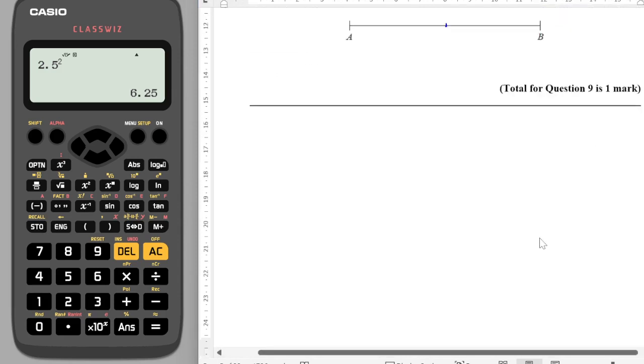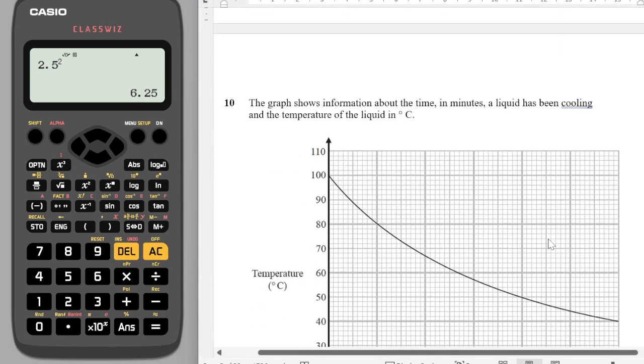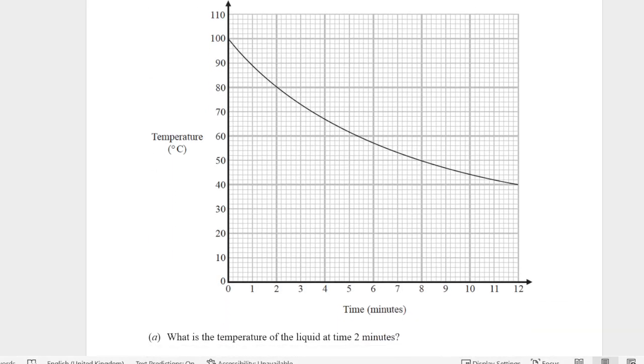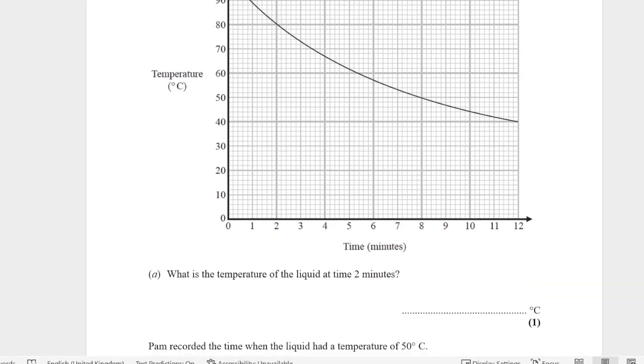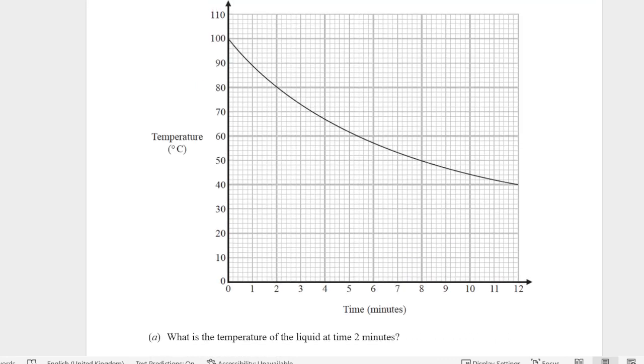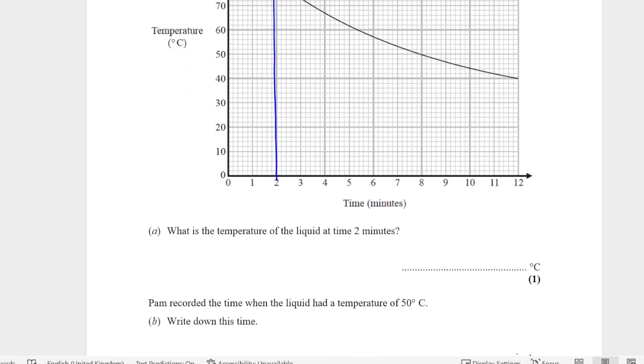Right, question 10. This graph shows information about the time in minutes a liquid has been cooling and the temperature of the liquid in degrees C. So we've got time versus temperature. What is the temperature of the liquid at 2 minutes? So at 2 minutes, I'm going to go up to where it hits my graph, and then I'm going to go across and read the value, and it looks like 80 to me. So I'm going to go 80.